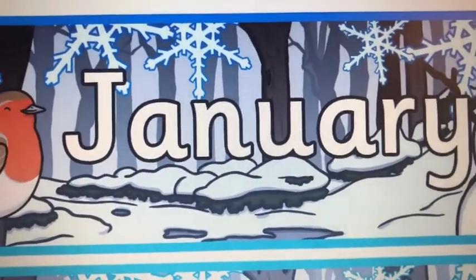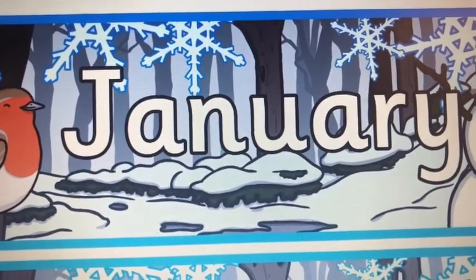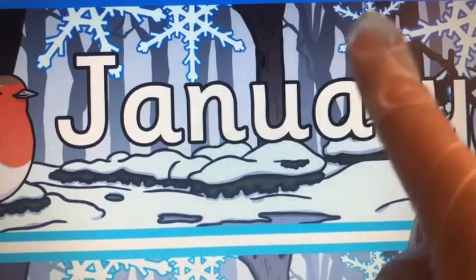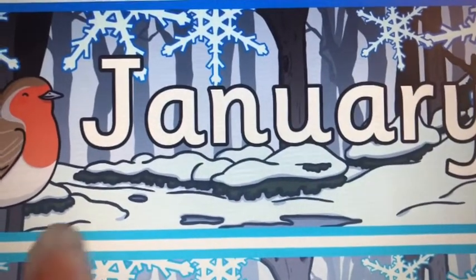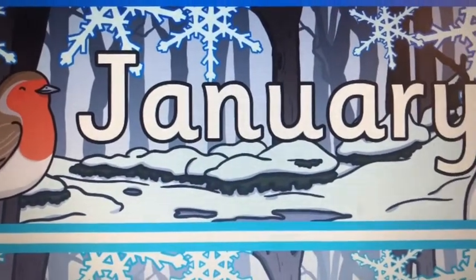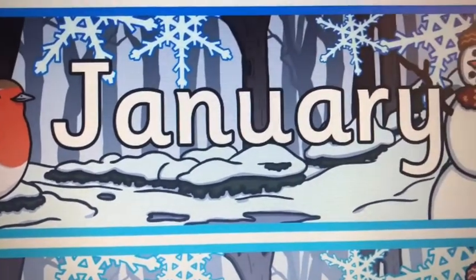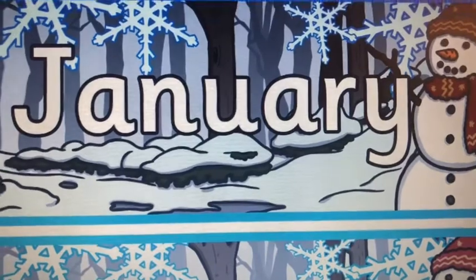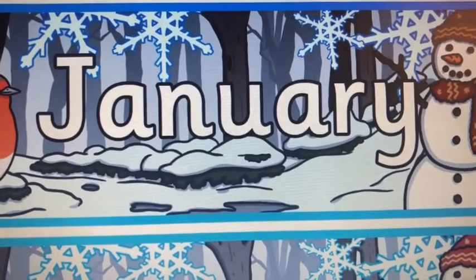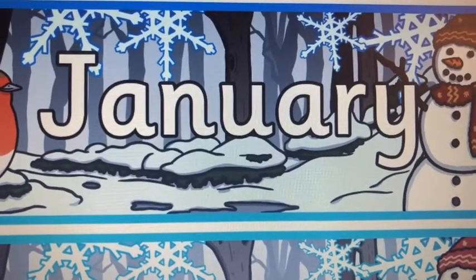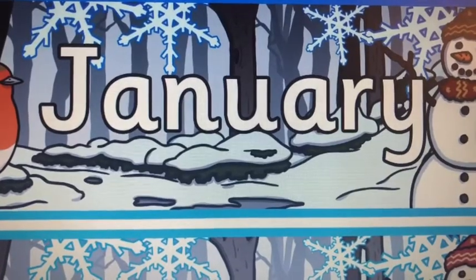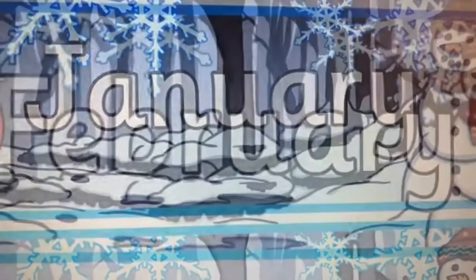Okay, guys, so the first month of the year is January. As you can see from this picture, we've got snowflakes, we've got a little robin there, and we've got snow on the ground, because in January, it is very, very cold outside, okay? Oh, look, a little snowman over here as well. So it's very cold in January, and that's when the new year starts. So the first month of the year is January.